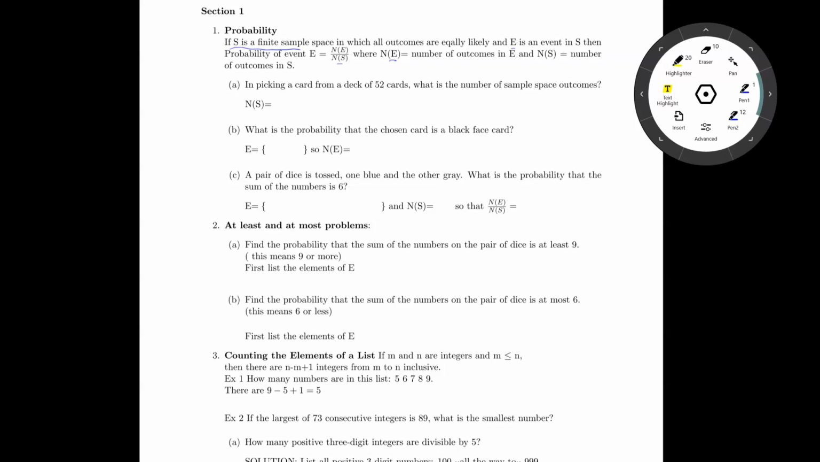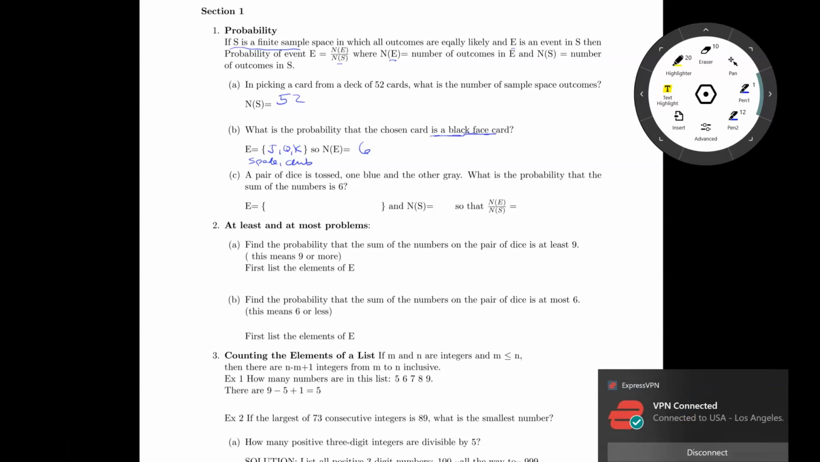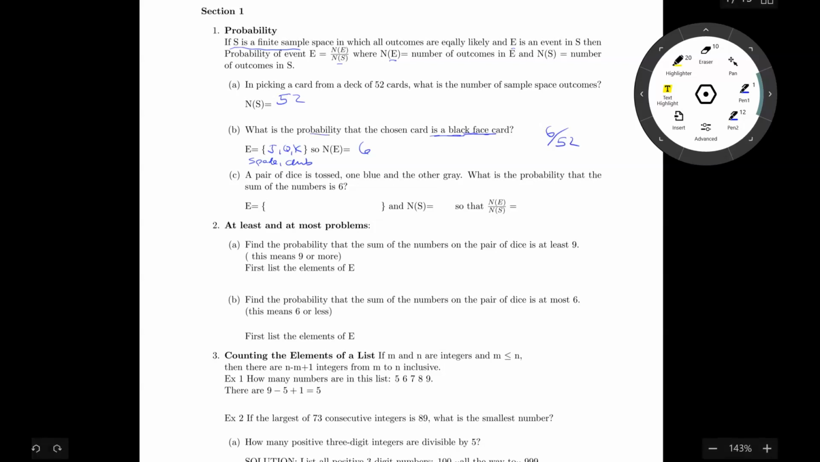If we're picking a card from a deck of 52 cards, there's 52 different outcomes. An event would be like picking a black face card. So what do I have? The Jack, the Queen, and the King, right? And the spades and the club. So how many do I have? 6. So the probability that the chosen card is a black face card would be 6 out of 52. So that would be the answer to the probability. I'm just going very slowly. I'm sure you could get this quicker.